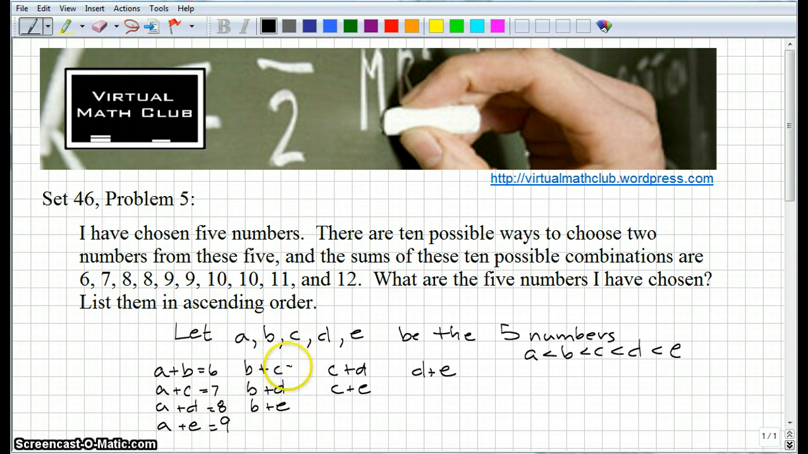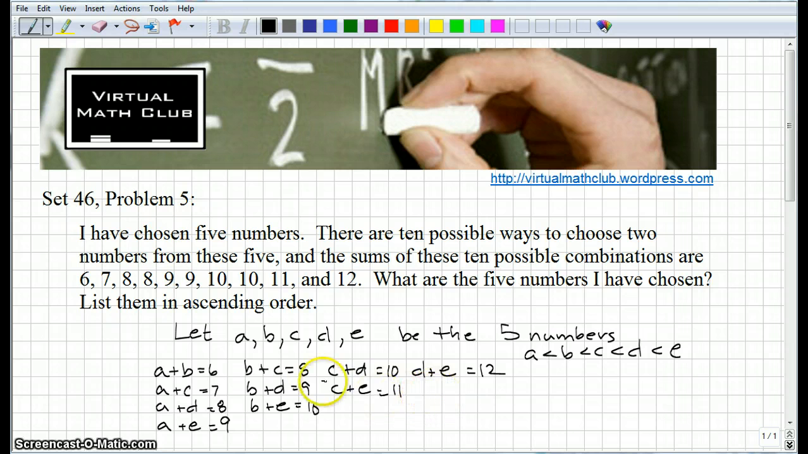B plus C, this is a small number with the next smallest number. So I'm going to make this 8, because we had 2 8s up here. So the other 8, I'm going to make it here. We have 2 9s, so I'm going to make this a 9. I'm going to make this a 10. And then I'm going to make this 10, because we have 2 10s. I'm going to make this 11. And then I'm going to make this 12. I'm going to make these assignments and see where it gets me.